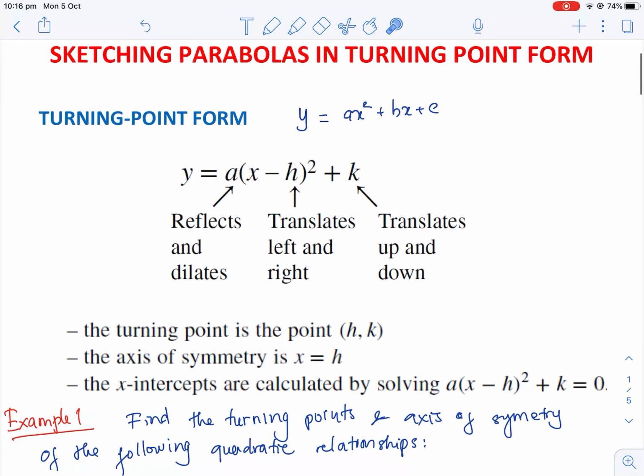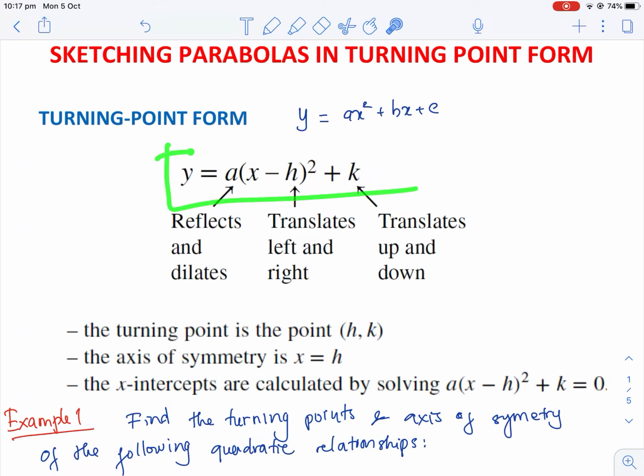Now, if you have the parabola in this form, then a, the coefficient in front, is the reflection or the dilation of the parabola. For example, if a is bigger than 1, then your parabola is narrower. If a is smaller than 1, your parabola is wider. And h is the translation along the x-axis, to the left or to the right. k is the translation along the y-axis, up or down. The square is there because the parabola is a quadratic relationship, so this needs to be in squared form.